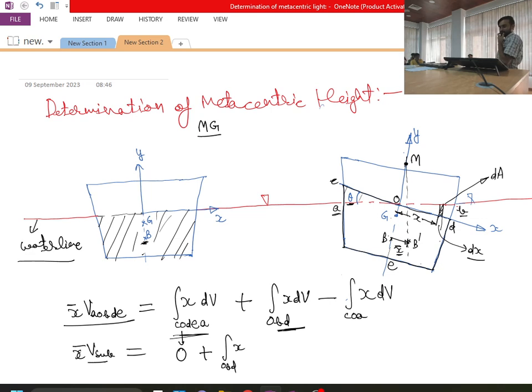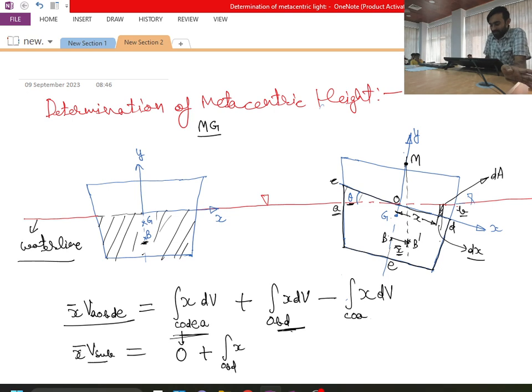So the volume on the left side is less than the volume of the right side. Right now I am not considering how much it is submerged. For determining the submerged volume only, I have included the second and third term. So the volume which would be adding the moment about this line of x, we need to consider the submerged volume.